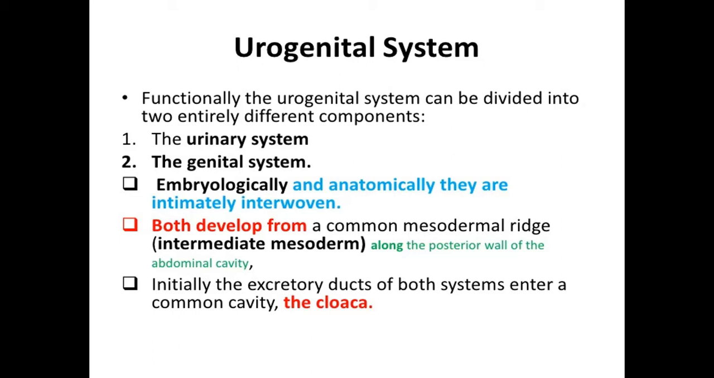And you must have listened to and seen my lecture on the development of the GIT. During our discussion in the classroom, we studied that there is a urorectal septum which separates the cloaca into two parts, the urinary system and the anal canal system. But initially, the excretory ducts of both systems, urinary as well as genital, open into a common cavity named the cloaca.